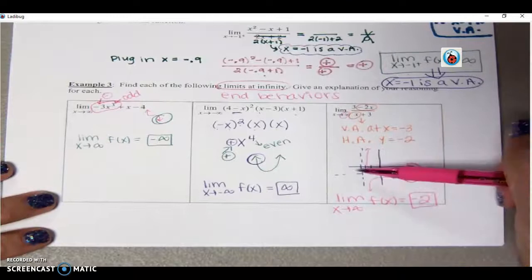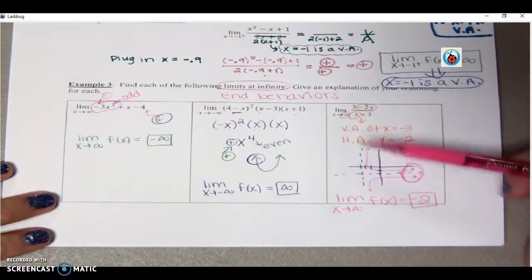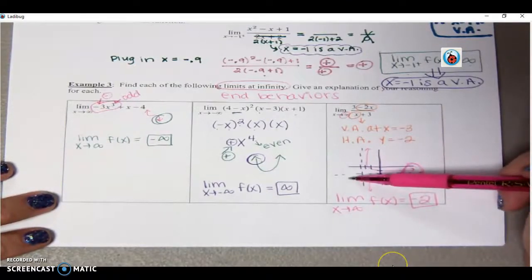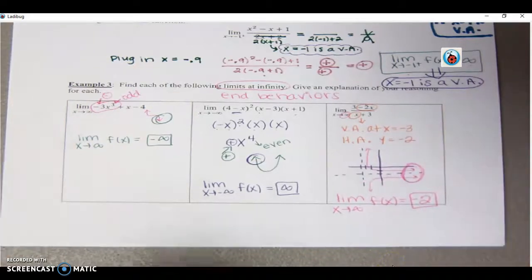Okay, if they would have asked us for the left end behavior, it would have been the same thing. They're both going towards, no matter where the graph is, they're both going towards that horizontal asymptote.